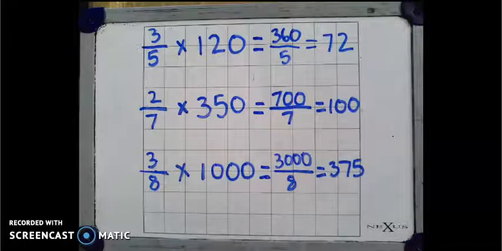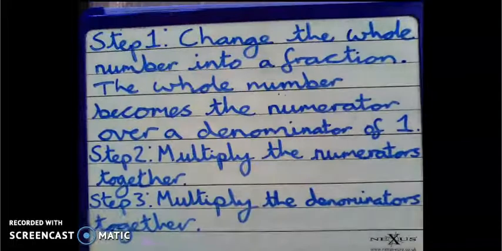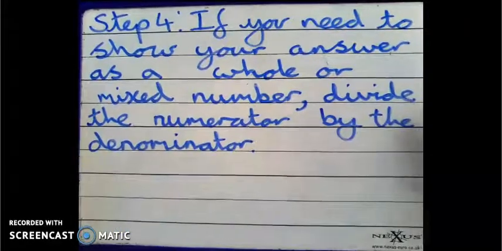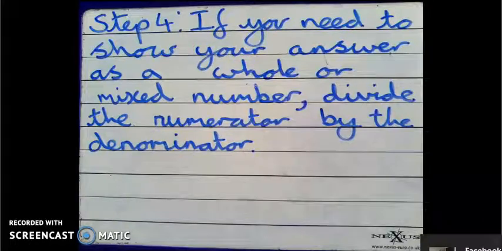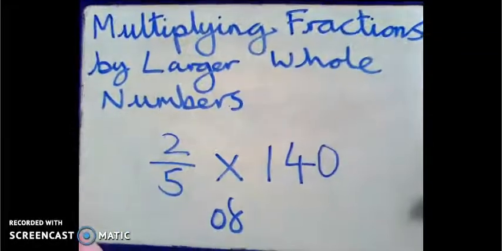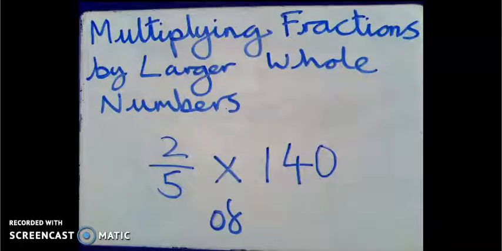Let's go through our steps to success one last time. To multiply a fraction by a larger whole number, change the whole number into a fraction. The whole number will become the numerator over a denominator of 1. Next, multiply the numerators together. After that, multiply the denominators together. If you've been asked to show your answer as a whole number, you should now divide the numerator by the denominator. That's how you multiply fractions by larger whole numbers.